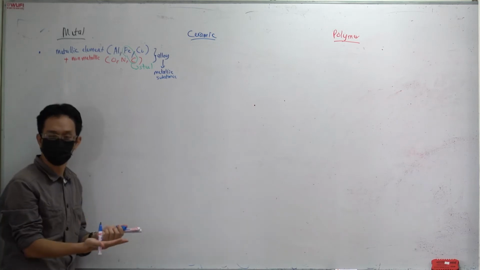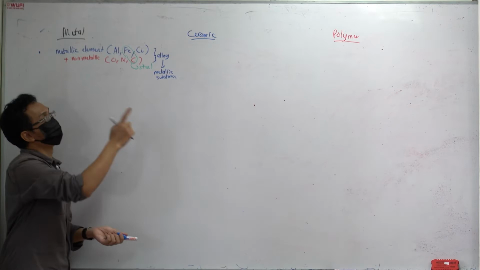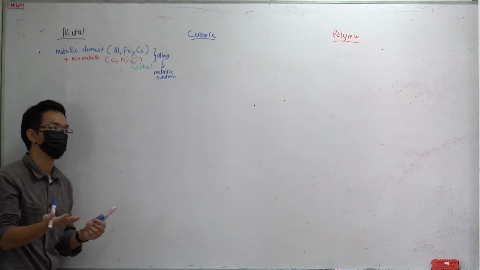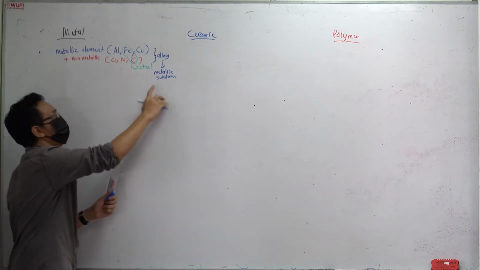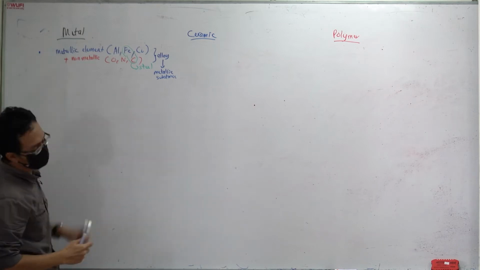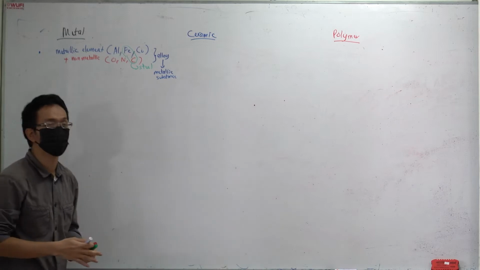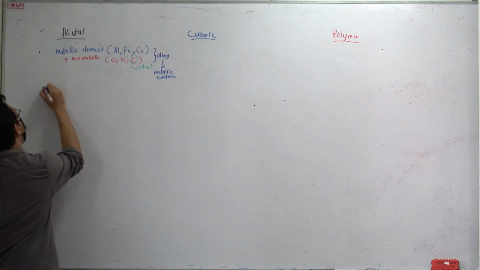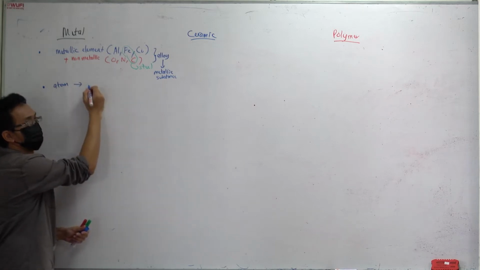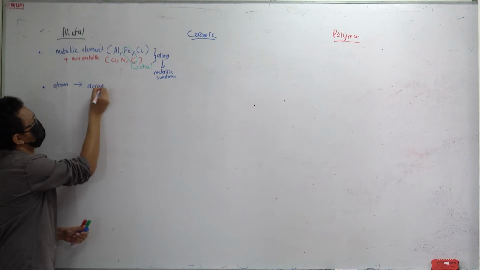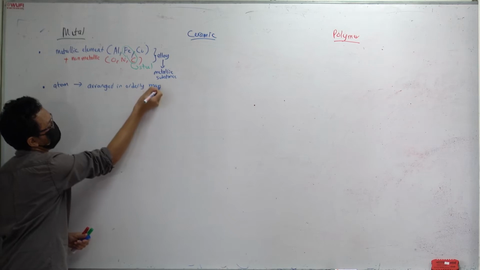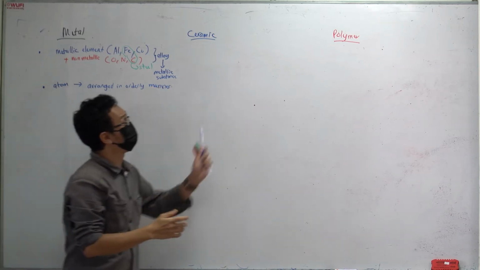You can have that, but we don't call it an alloy, we call it a composite. So to be an alloy, normally the major part must be a metallic substance. So what is the characteristic of metal? First, the atoms in metal are arranged in an orderly manner, compared to ceramic and polymer.